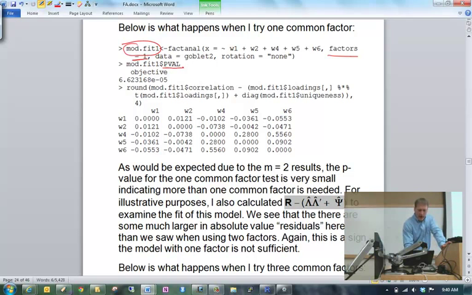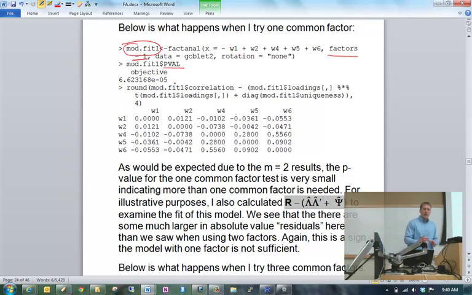You can extract the p-value from this object that you get from factanal by using the p-value component of mod.fit1, and I get a p-value of 6.6 times 10 to the negative fifth power. So indeed, my p-value is much smaller. I need more common factors than just one.